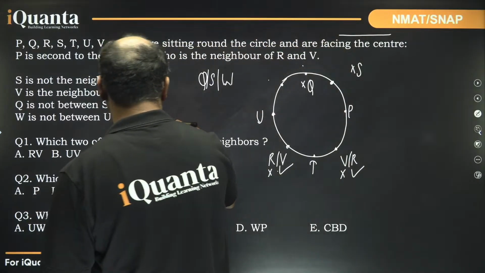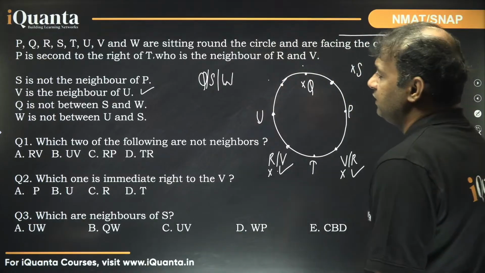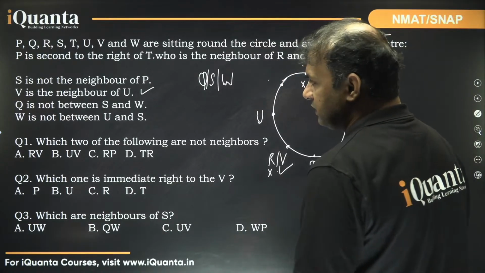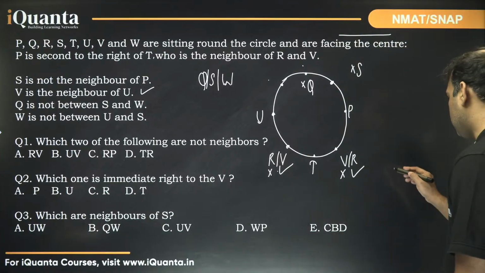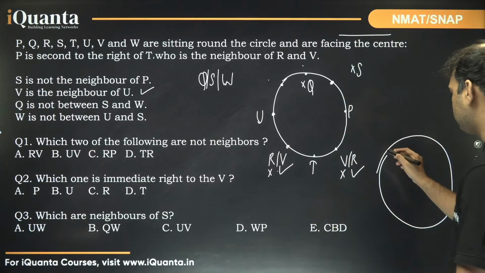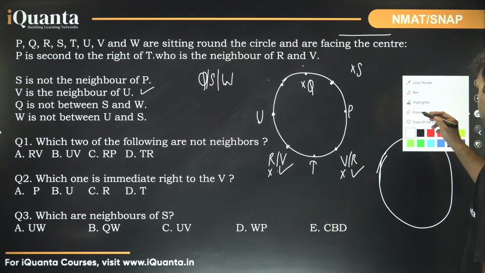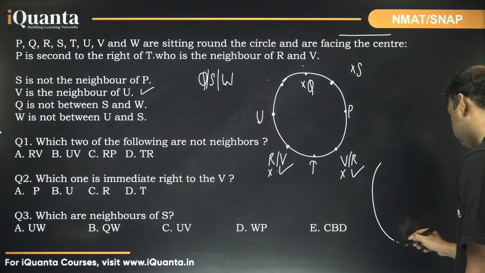Q is not between this, W is not between U and S. Okay, I think it would be better if we start with S. Alright guys, it would be better if we just start with S. So we are again going to draw 2 arrangements, okay? Out of this, we will be drawing 2 arrangements. These 2 arrangements we are going to draw with respect to S. Okay.